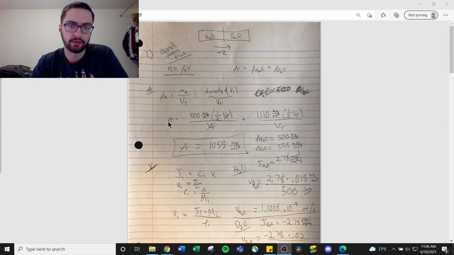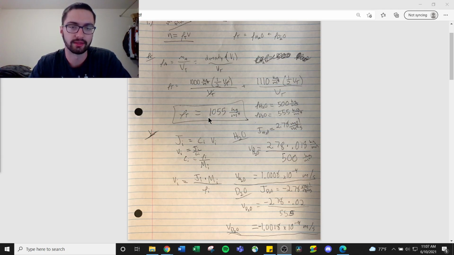So to find the total, we take the density of water multiplied by 1/2 total volume over total volume, and we take the density of heavy water multiplied by 1/2 of the total volume over the total volume. The total volumes cancel, so it's not dependent on that. The total mass concentration ends up being 1,055 kilograms per cubic meter. For the individual components, the water ended up being 500 kilograms per cubic meter, and D2O ended up being 555 kilograms per cubic meter, and that will come in handy later.